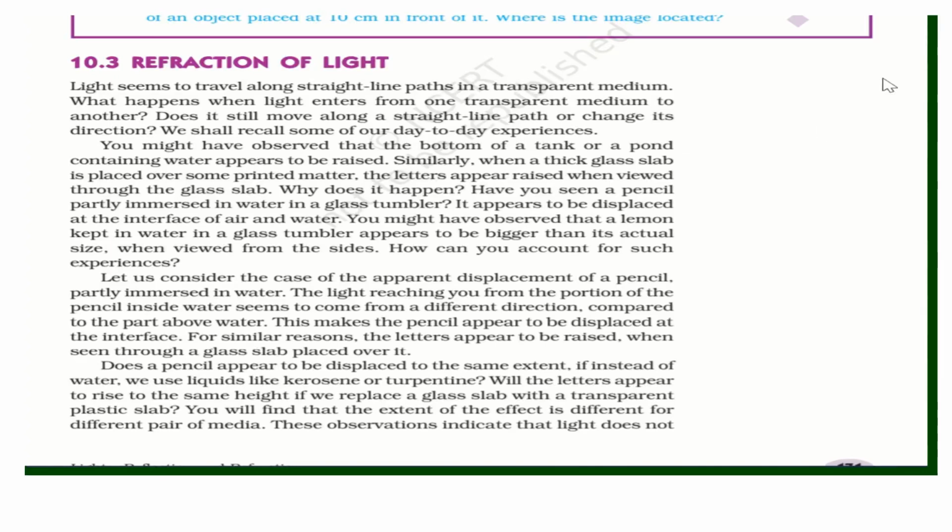Hello students, today we will discuss refraction of light. Refraction of light is the phenomenon of change in path of light when light travels from one medium to another medium.